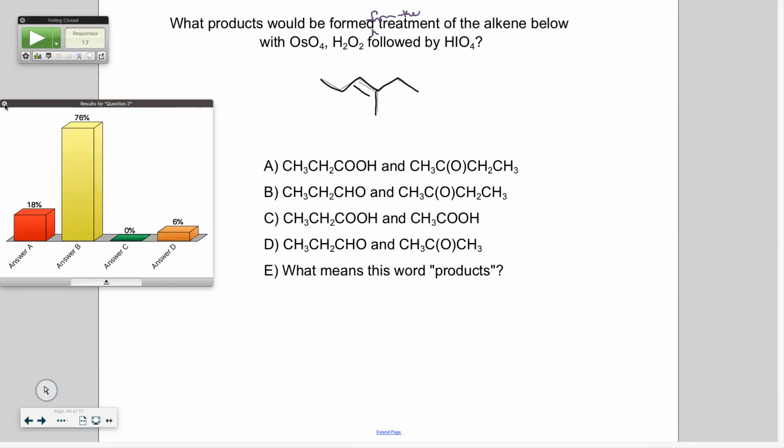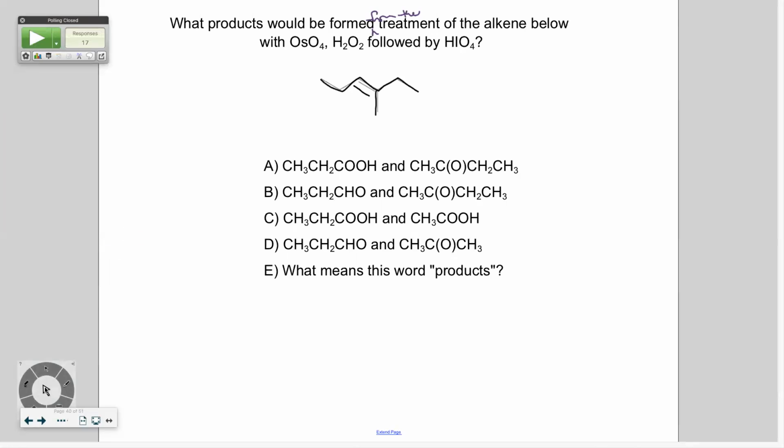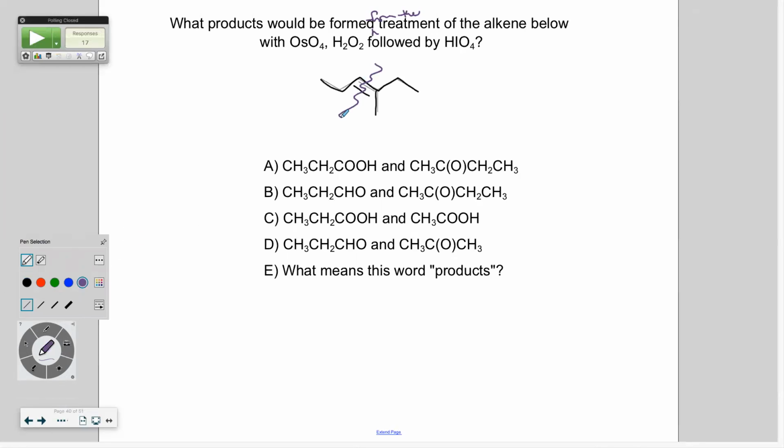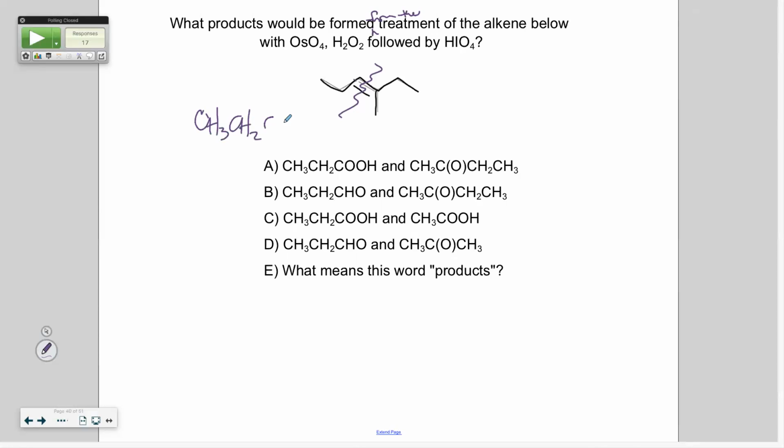Okay, let's see. So I'm going to take this and I'm going to cut it, right? Where am I cutting it? At the double bond. So this carbon up here has an ethyl and a hydrogen attached to it, right? So what does that mean that it becomes? An aldehyde. What happens to the right side? That's a ketone, and the ketone is on carbon 2. That's this carbon right there.